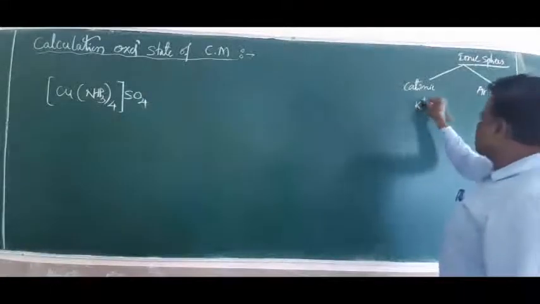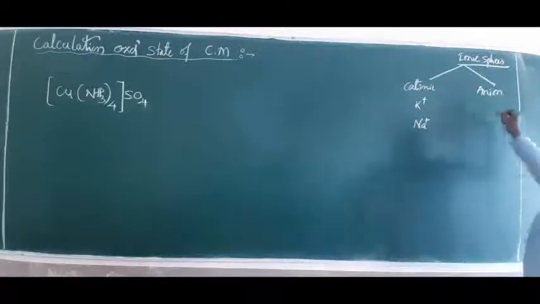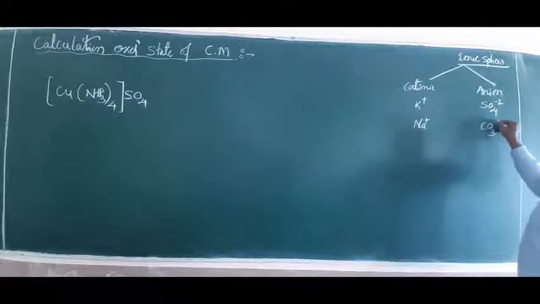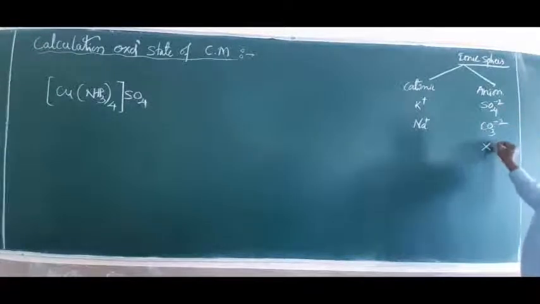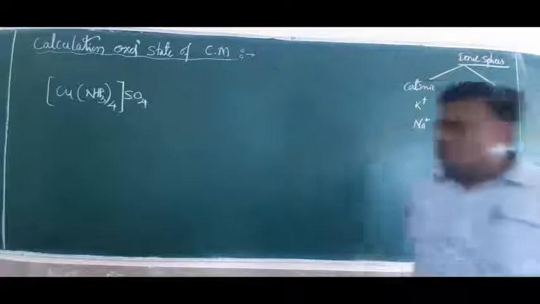Cations such as potassium and sodium are quite common, with a +1 charge. Similarly, sulfate (SO4) is -2, and carbonate is also -2. Halogens come under -1. These are the charges you should remember, which help in calculating the oxidation state.